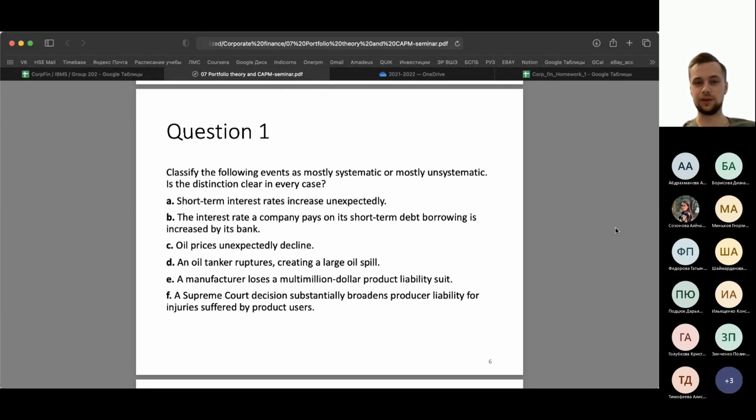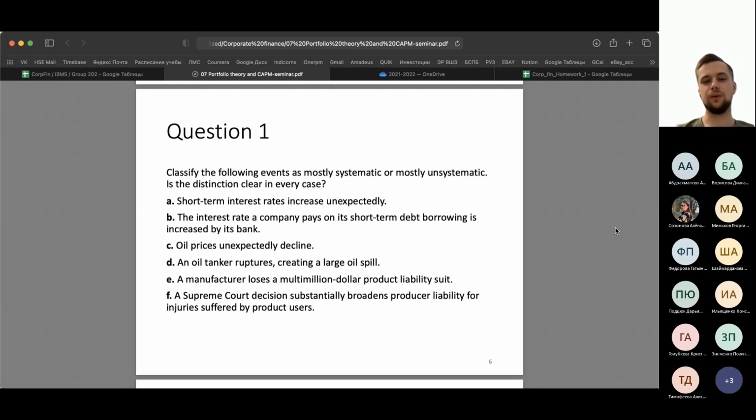Arina, can you comment on the last one? Same, it's probably unsystematic because it's only about one producer. So yeah, it's unsystematic. Yeah, maybe some other suggestions. So why do you think that it is about one producer? Because the producer is in one, how's it called?